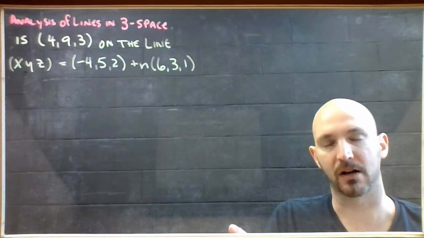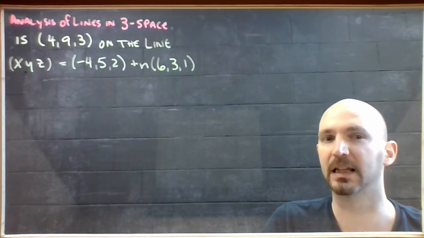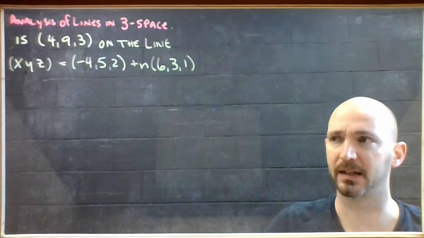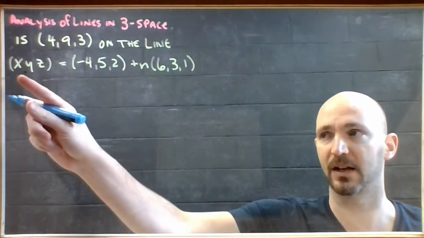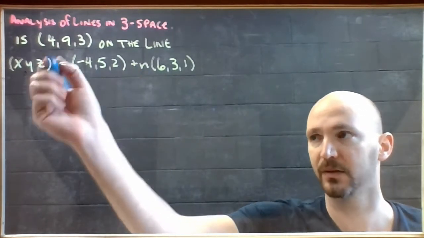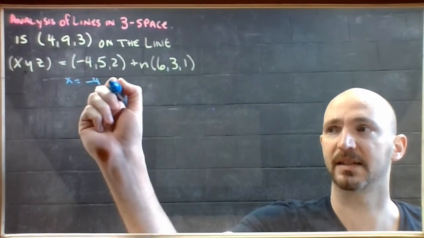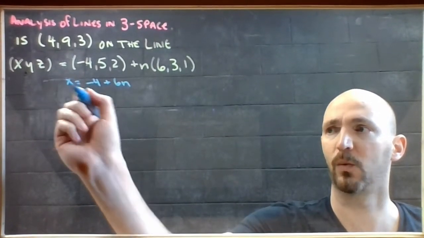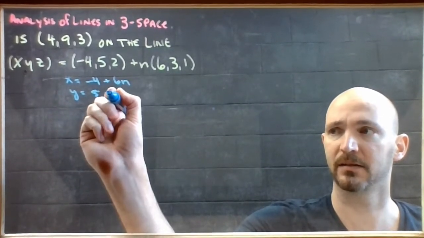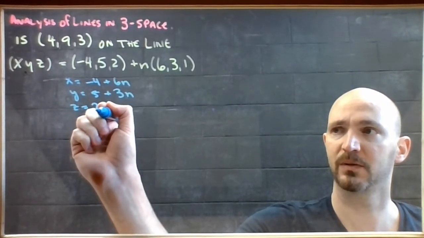So before I start, I'm going to take this line and I'm going to write it in the parametric form because it's a little less cumbersome for all of this algebra. So in order to write my parametric forms, I need to take all of the x coordinate positions and fill them out. So I'll have x is -4 plus 6n, y is 5 plus 3n, and z is 2 plus 1n.